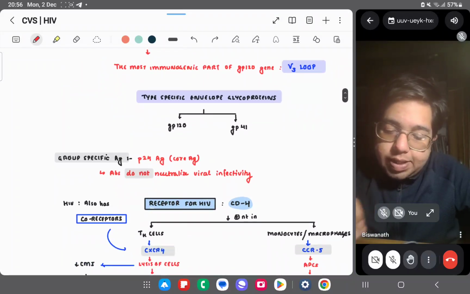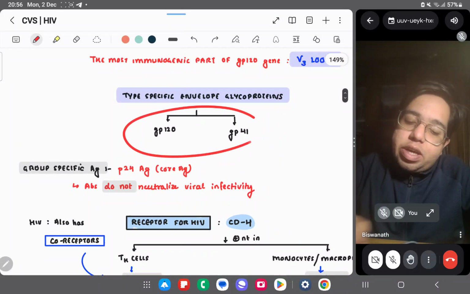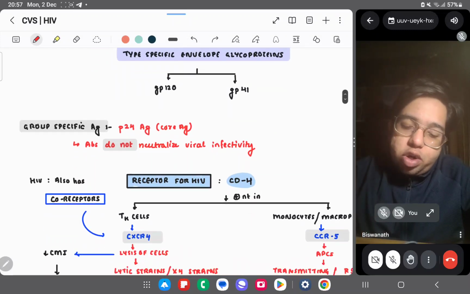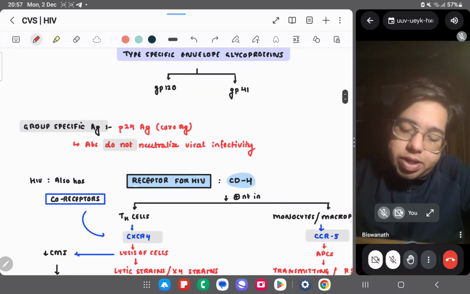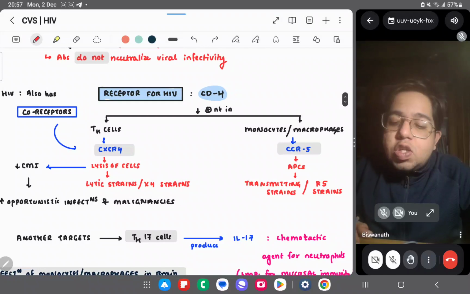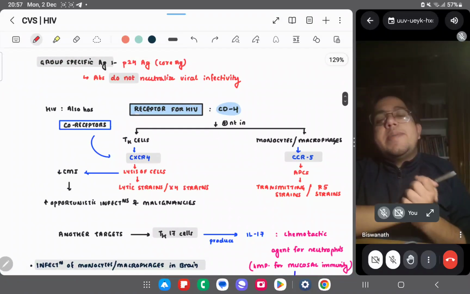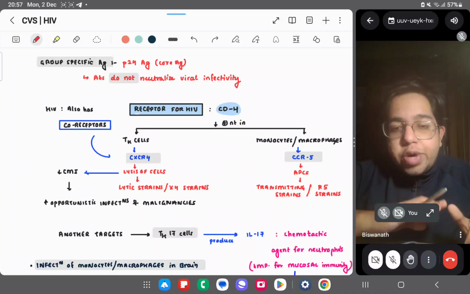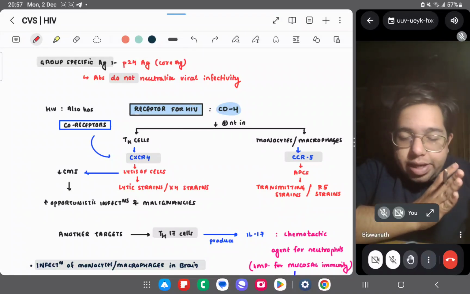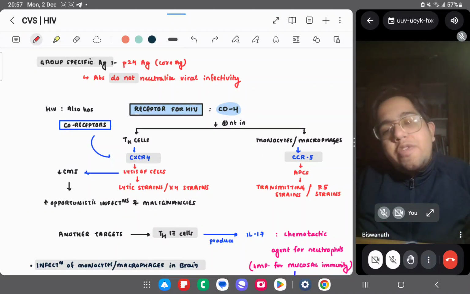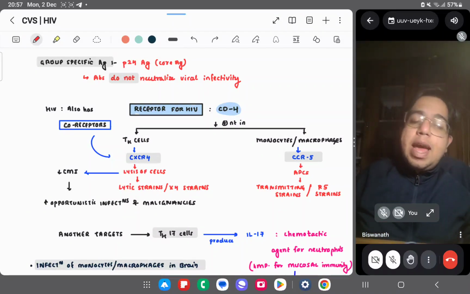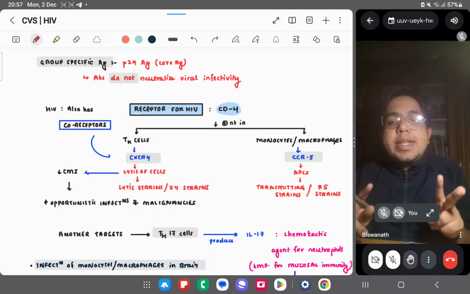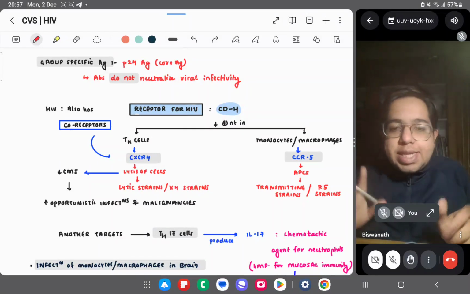We don't require this. Type specific: GP120, GP41. Group specific is P24. Just remember this too. So what are the receptors? The receptor for HIV is CD4, and this CD4 receptor, I told you, is present on the TH cells and also on the macrophages. T helper cells and the macrophages are the primary targets of the HIV virus.